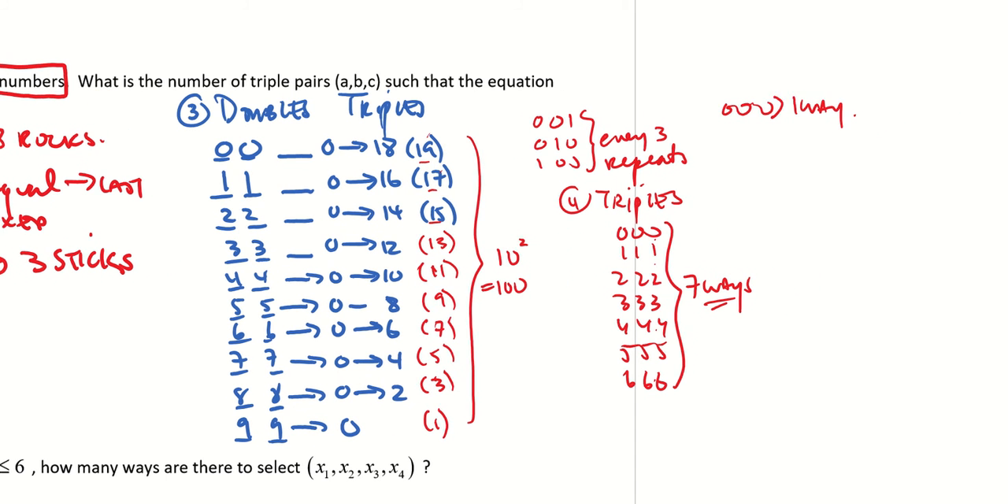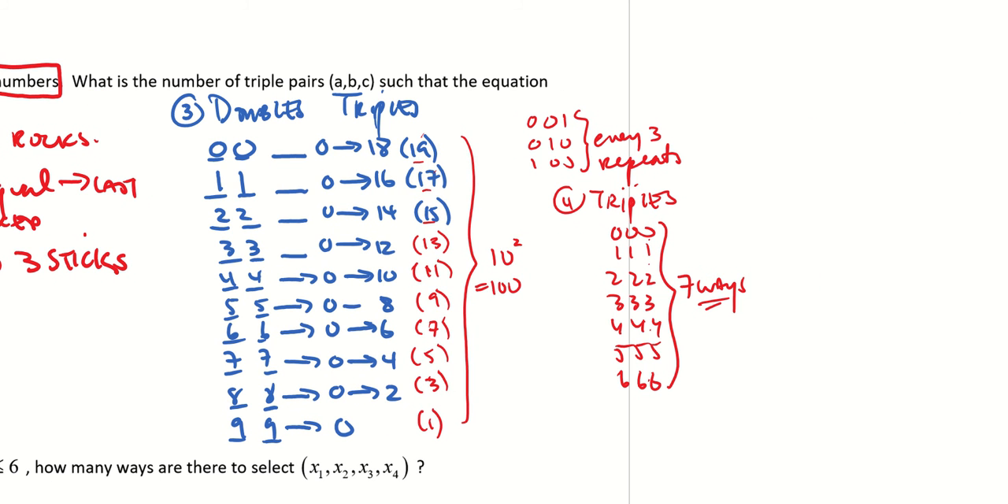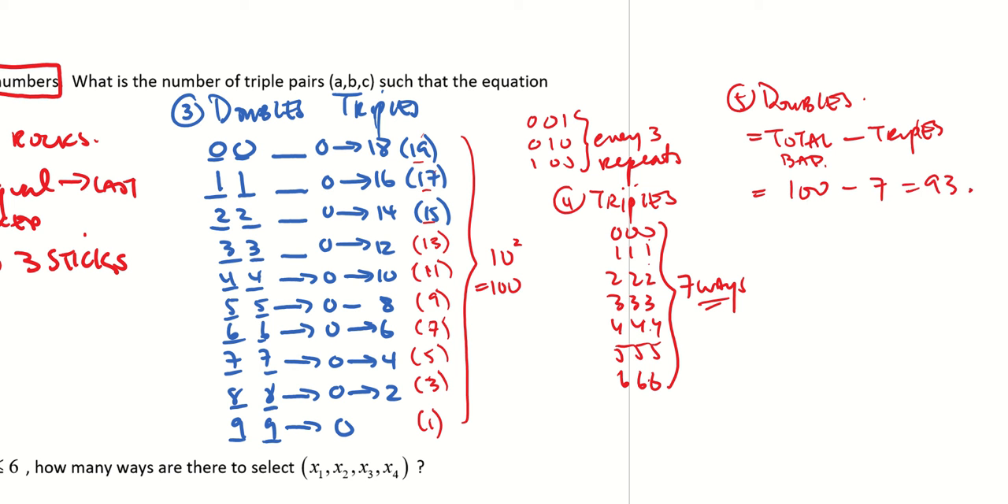Okay, so that means that, hey, how many doubles do you have altogether? So number 5, where you have only doubles. So doubles will be the total that you have minus the triples. Okay? What I mean by totals are all the bad totals. So you have 100 minus 7, that gives you 93. So you have 93 sets there that are doubles only.